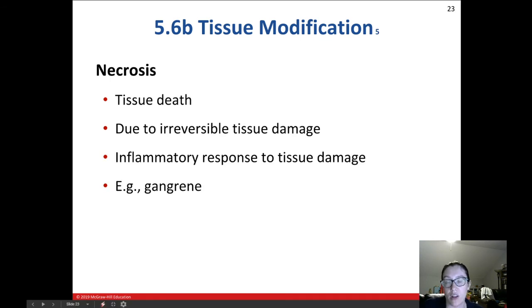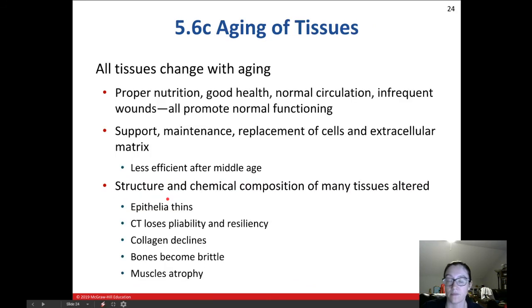Now, the final thing we'll talk about is going to be necrosis. Necrosis is a type of tissue death, and this is due to irreversible tissue damage. We mentioned apoptosis in the mitosis section, which is the cell deciding to undergo cell death, and there is no inflammatory response there. It's a normal process, or it can be normal. Whereas necrosis is the opposite. This is usually damage to the tissue, and there is an inflammatory response to that tissue damage, and it causes lots of problems. Gangrene is an example where the tissue is dying and there's a bad infection and inflammatory disease.